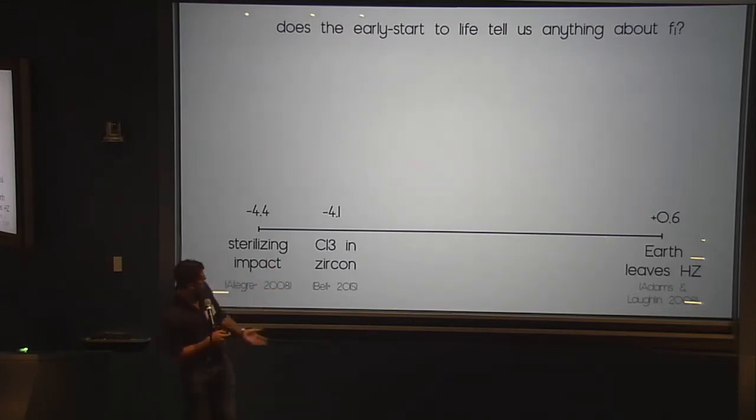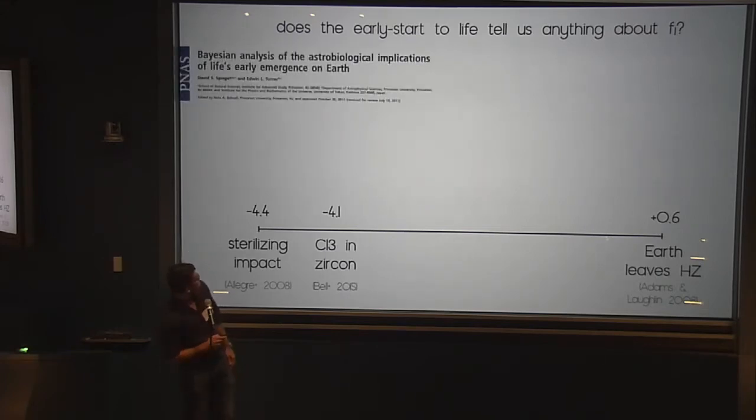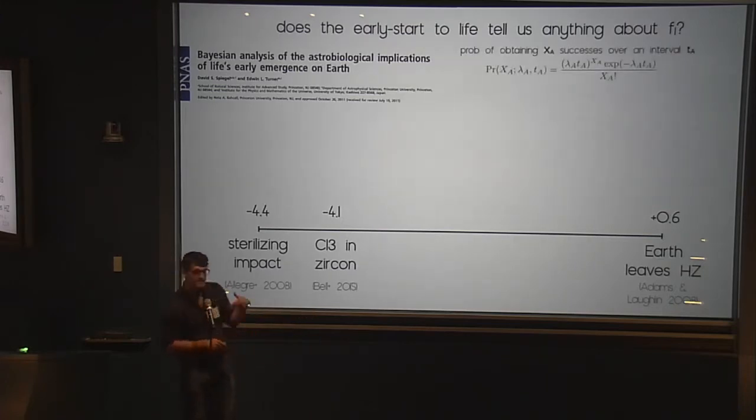There was a great paper on this by Dave Spiegel and Ed Turner in PNAS in 2011, a seminal paper on this topic. They showed that in the timeline of Earth, we have this 5 billion year window for life to get going, and life seemed to have happened fairly quickly. The naive interpretation is that life is easy to get going. And they presented a Bayesian formalism for challenging that naive assumption.